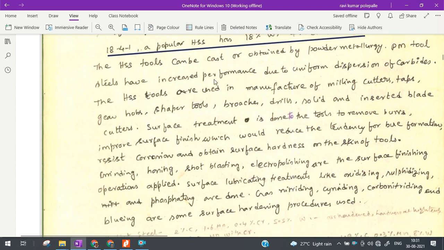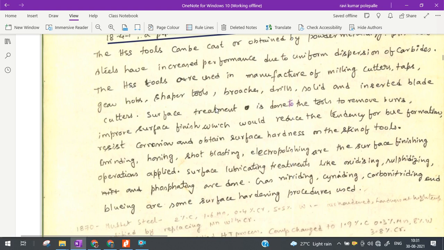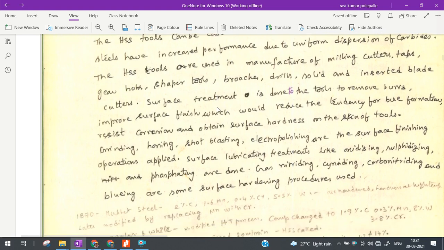So high-speed steels, they can be obtained by casting process or by powder metallurgy. Powder metallurgy tools have better performance due to the dispersion of the carbides. The HSS tools, they can be used in the manufacture of milling cutters, taps, gear hobs, shaper tools, broaches, drill bits, solid and inserted blade type cutters.